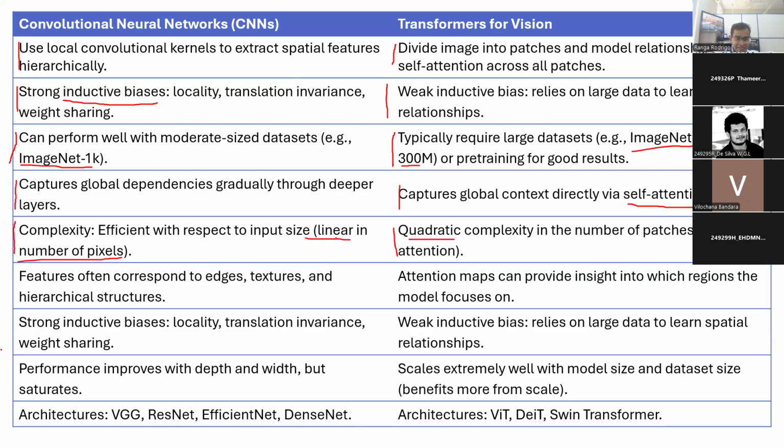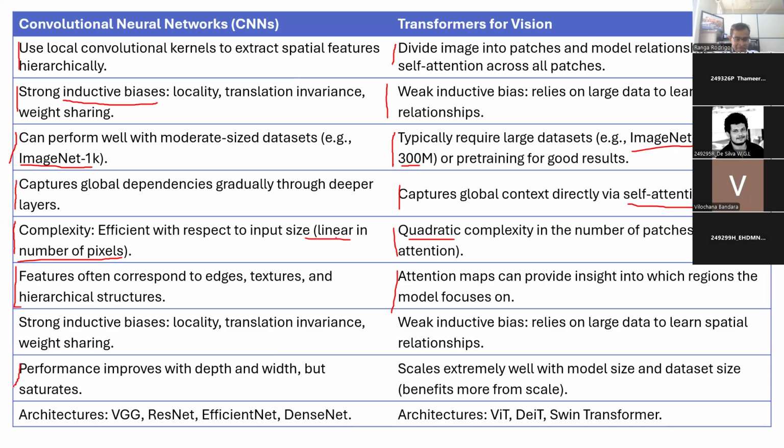When you run these convolutional neural networks, features often correspond to edges, textures, and hierarchical structures. These are attention maps, which can provide insight into which regions the model should focus on. We will see some attention maps later. For example, if you want to detect a cat, maybe it will focus on the eyes and the facial features of the cat. If you look at the attention map, you can see the cat's face will light up. If you want to look at the giraffe, the particular pattern of the giraffe will light up. So this is called attention.